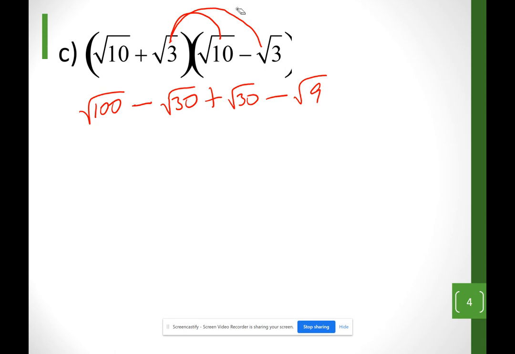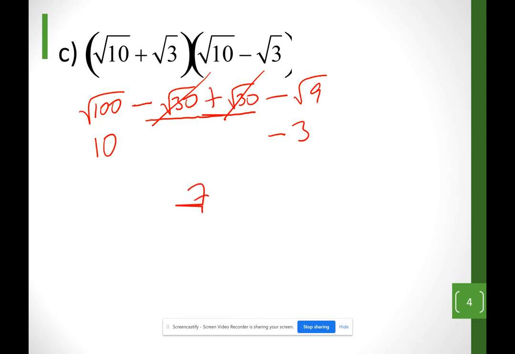Now there's a few things that are pretty interesting. The two terms in the center, negative square root of 30, positive square root of 30. I don't need to know what the square root of 30 is, but I know it's the same number as a negative and a positive. In addition, they cancel out. The first part, square root of 100, I know that's 10, minus the square root of 9, I know that's 3. So this looks like 10 minus 3. So I'm just going to call it 7.